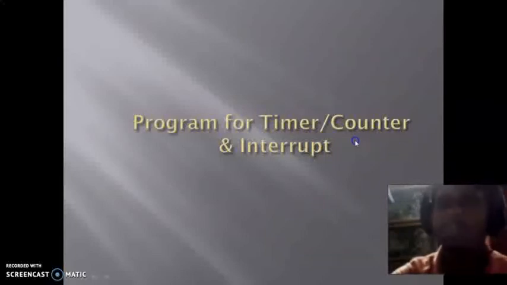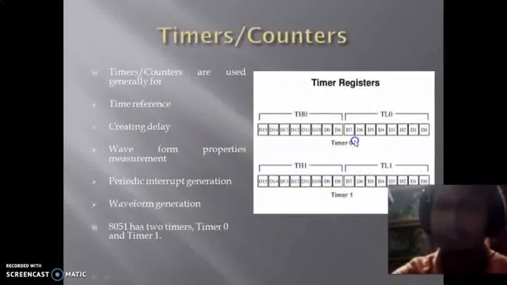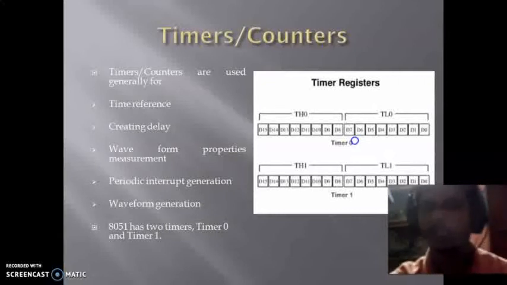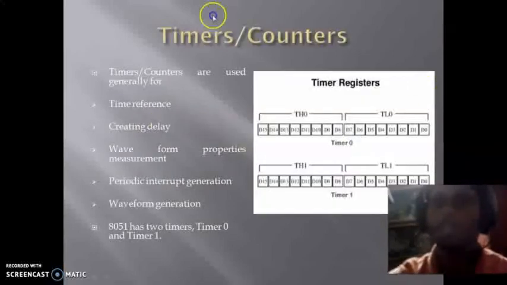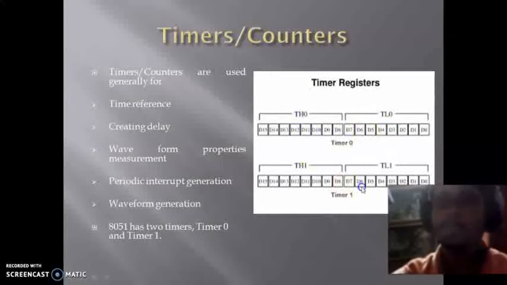Before we start timer, counter, and interrupts, let us recall the basic things I already discussed in my previous lectures. The 8051 microcontroller has two timers, T0 and T1, timer 0 and timer 1. Timer 0 is divided into two parts, a higher byte and a lower byte, TH0 and TL0. Timer 1 similarly has two bytes, the upper byte TH1 and the lower byte TL1.